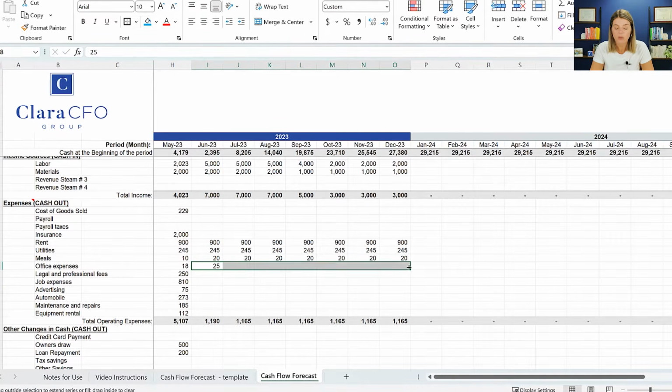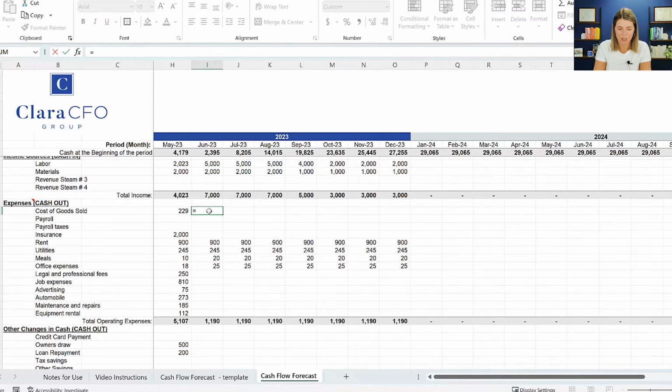This is just based on what you think will happen in the business. You need to put regular estimated expenses here. Let's give cost of goods sold as a percentage. Let's make that a percentage of sales up here.